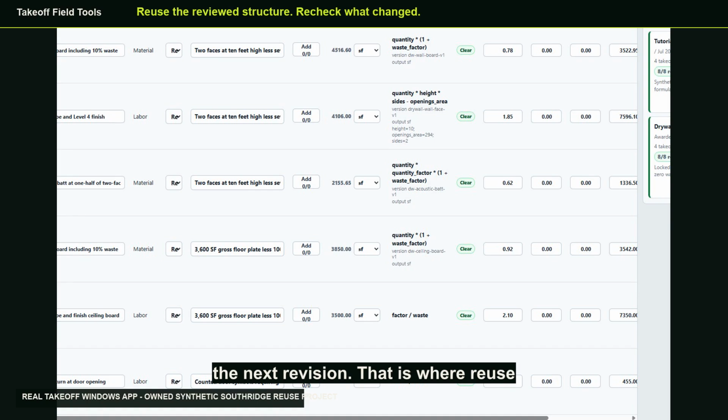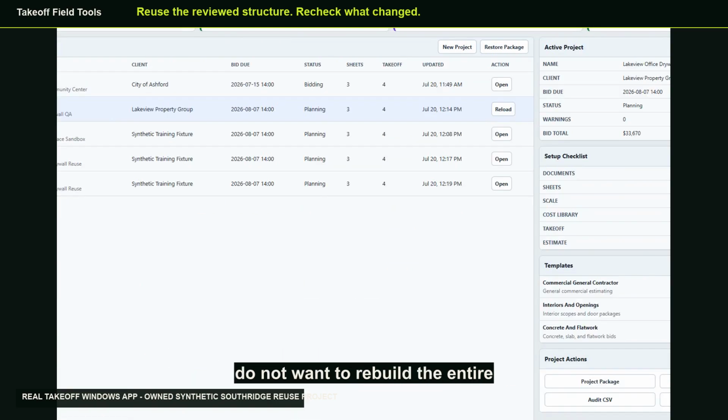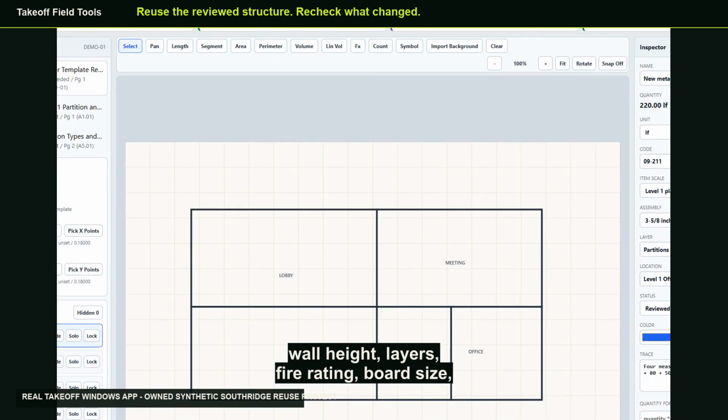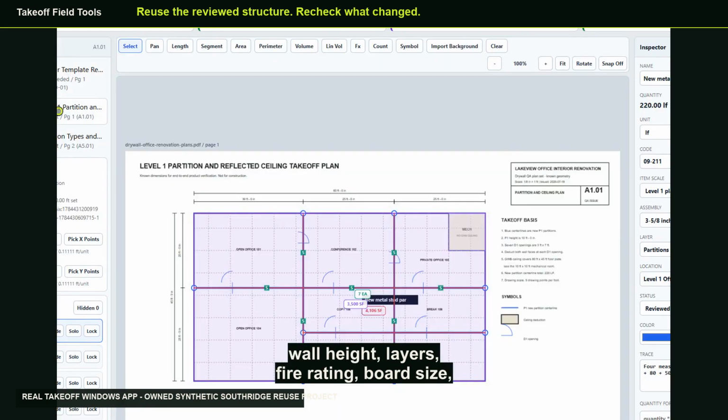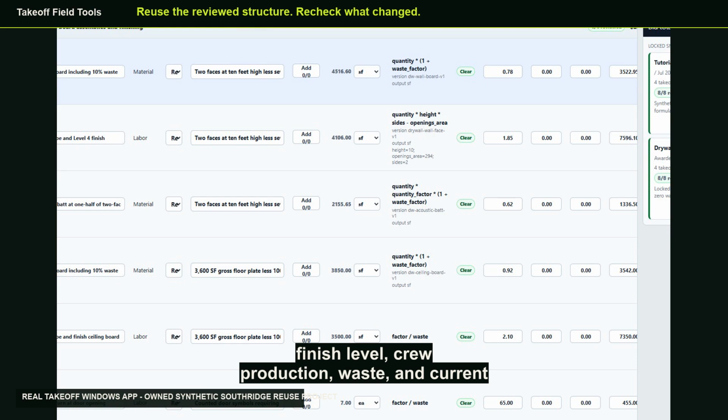That is where reuse becomes useful. On the next project, I do not want to rebuild the entire estimating structure. I want to start with the reviewed assembly, then ask what changed. Wall height, layers, fire rating, board size, finish level, crew production, waste, and current prices. Reuse the structure. Recheck the assumptions. That is how an estimate helps with the next one without becoming autopilot.